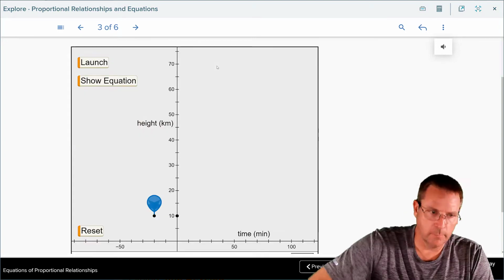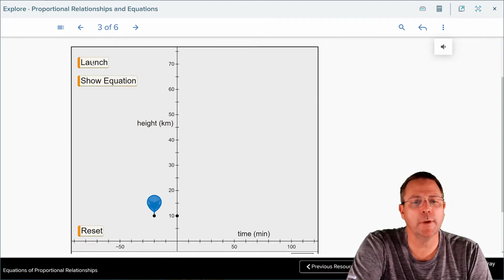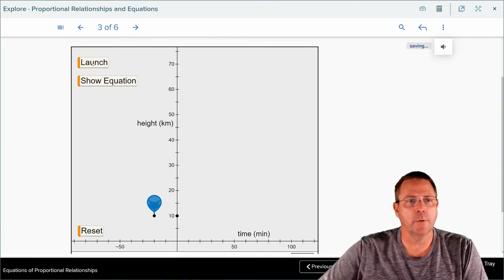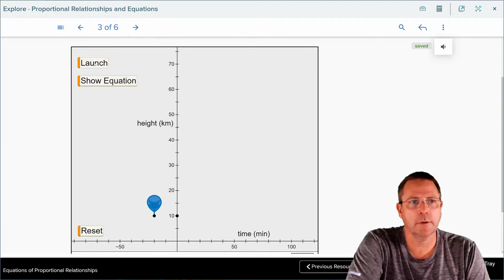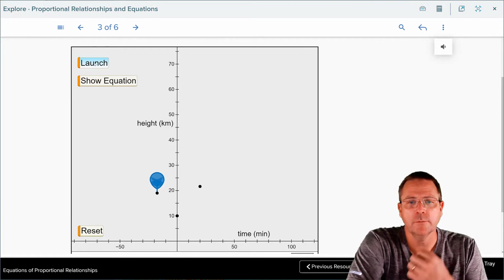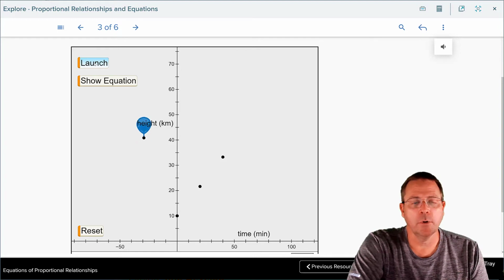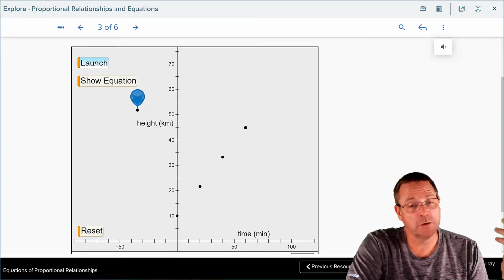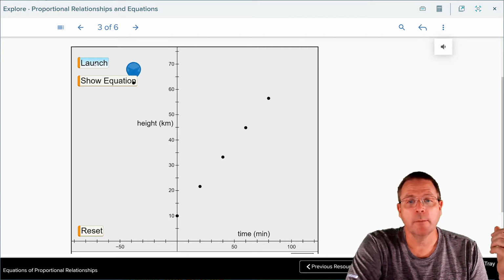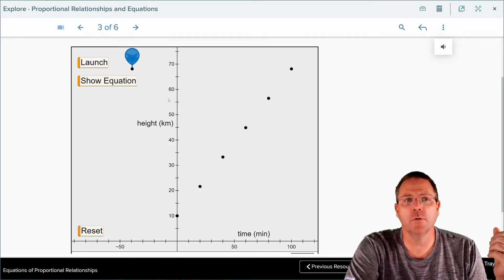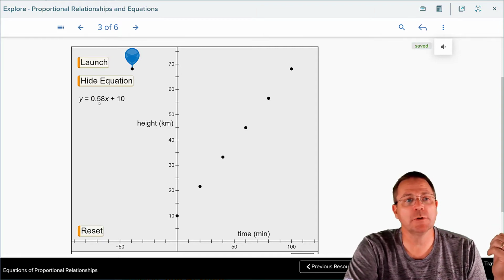Now we're going to do the same thing again with a new equation, and this one, when we hit the launch button, here it goes. And our balloon is rising. Looks to me like it's making a very straight line, but does that straight line go through the origin? It does not. And that gives us this equation right here. Y is equal to 0.58x plus 10. Take a look at where it started. Instead of starting at the origin, it started at the 10.